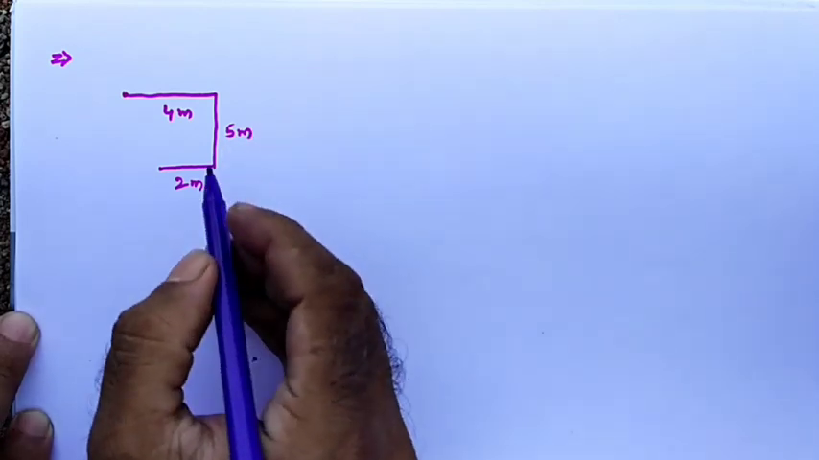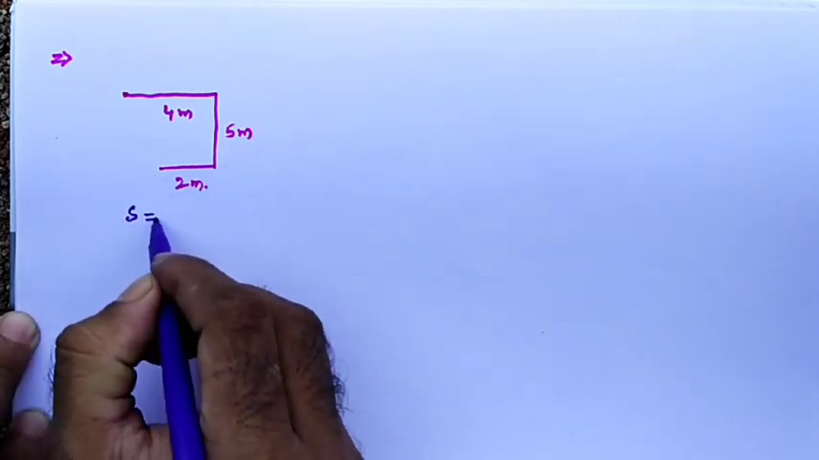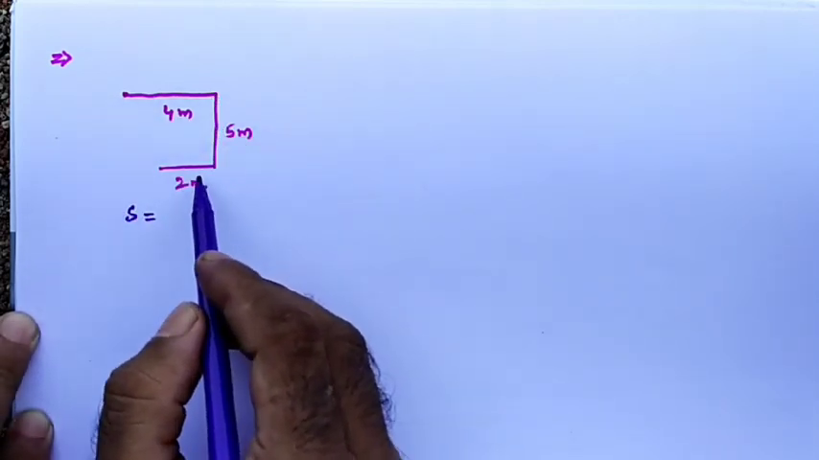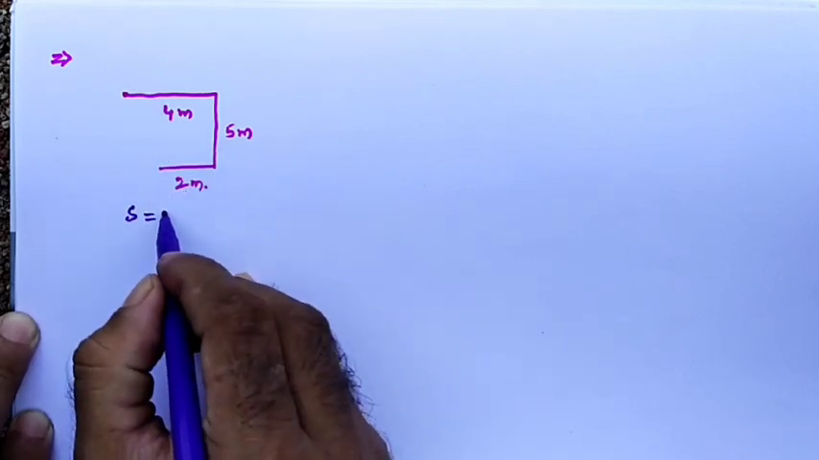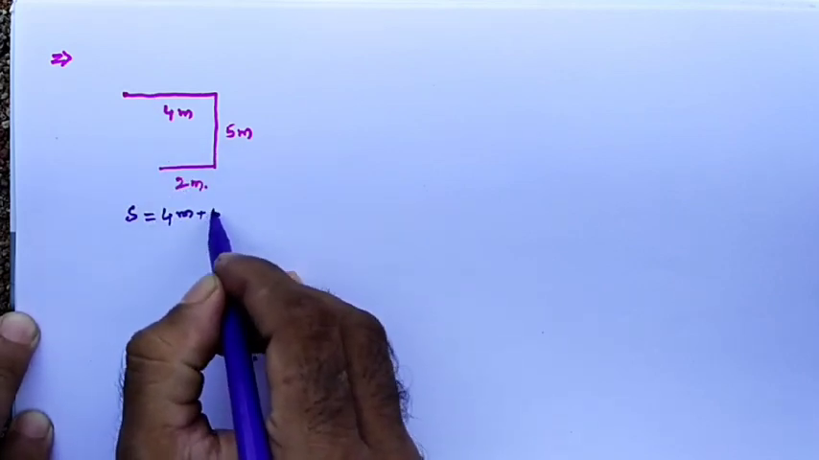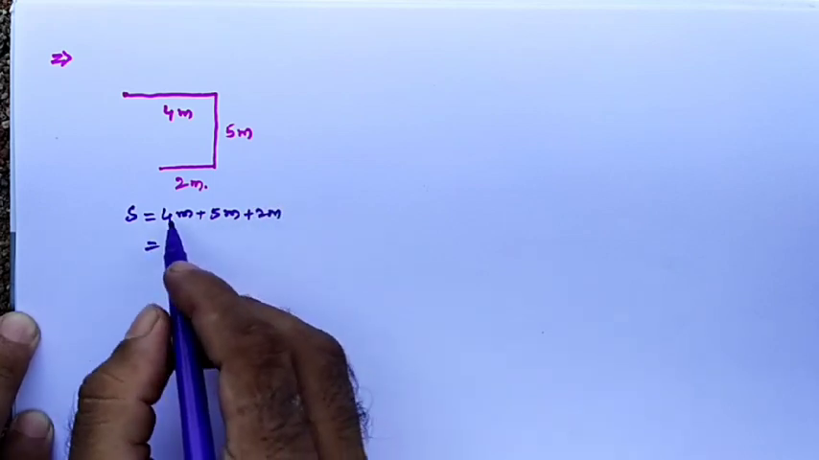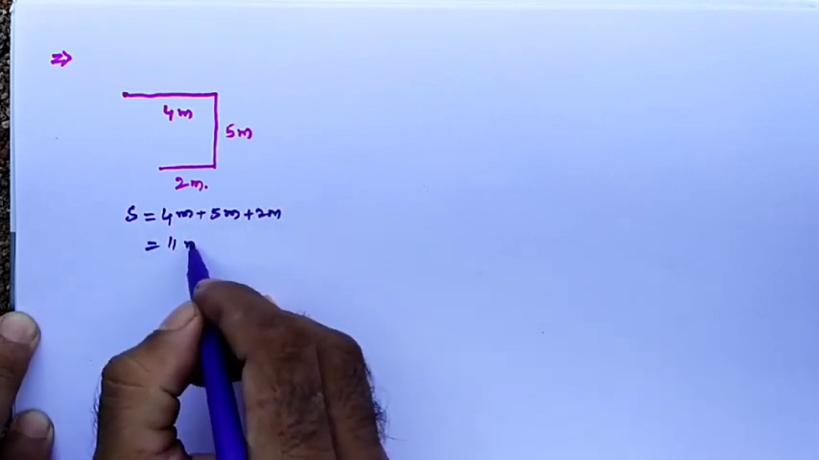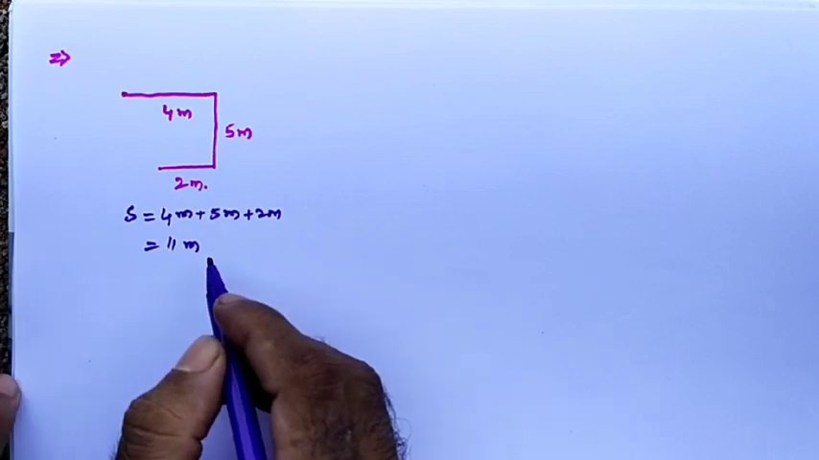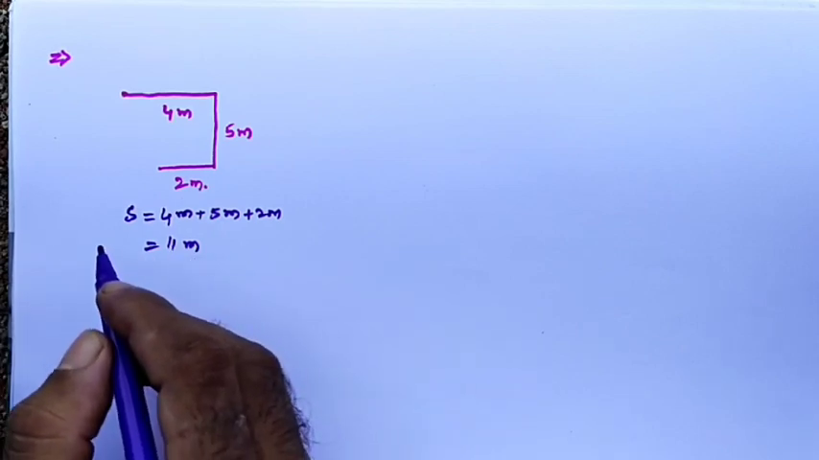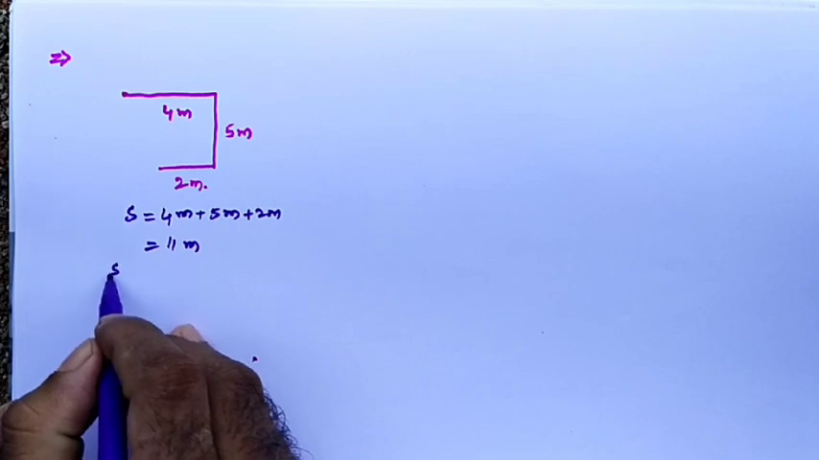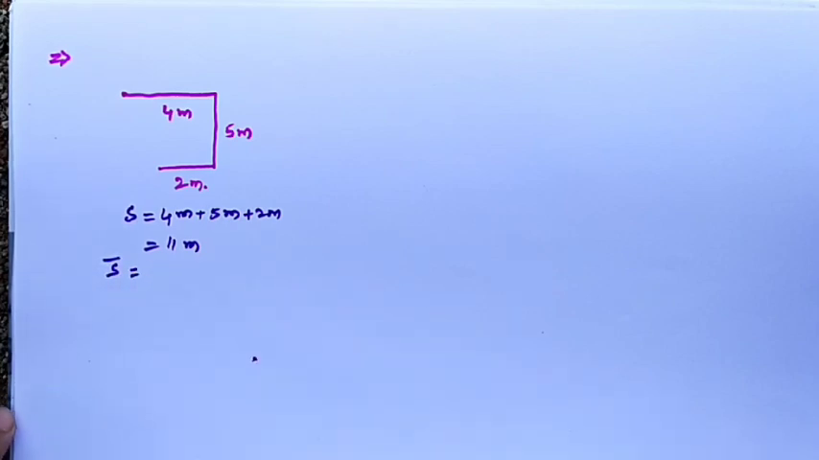Now what is the distance in this case? Distance is nothing but the total length of the path. So 4 meter plus 5 meter plus 2 meter. How much is this? 11 meters is the distance, right? Now let us calculate displacement. So what is displacement? Let us see here.